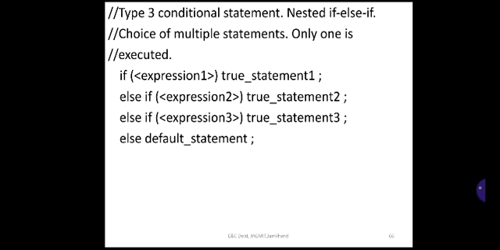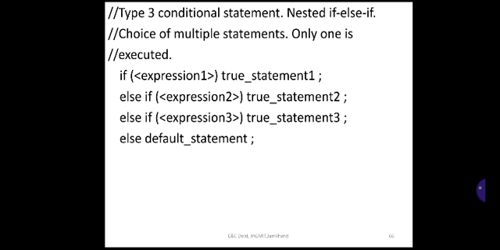The condition is checked here, that is expression 1 is evaluated. If it is evaluated to true, or if it is a non-zero value, or it is 1, then true statement 1 is executed. If expression 1 is evaluated to 0, or if it is false, then in the second line, else if expression 2 is evaluated. If it is true, or if it is logical 1, or a non-zero value, then true statement 2 is executed.